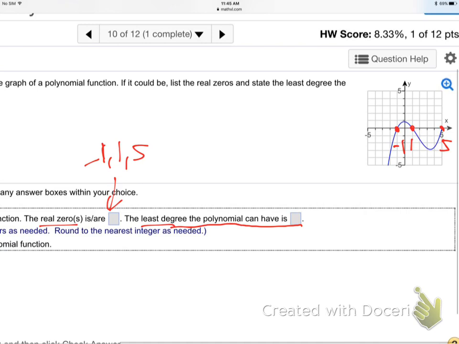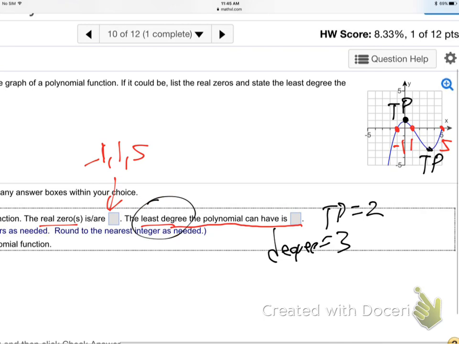Well, they're looking at turning points. How many turning points does that thing have? The one's right there. There's a TP. And there's a TP. So there's 2 turning points. So the degree must be 3 or higher, huh? Right? Because the turning points is at most 1 less. So the degree could be 10. But they're saying the lowest it could be, the least it could be.